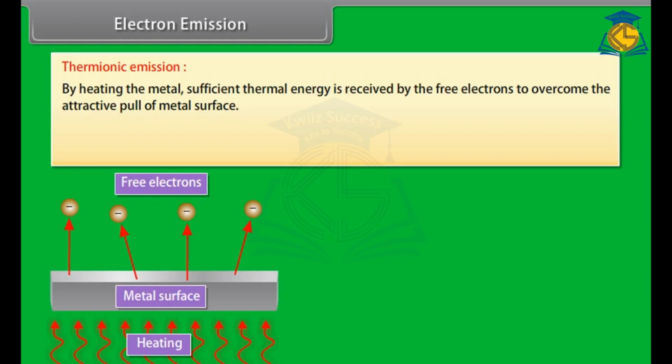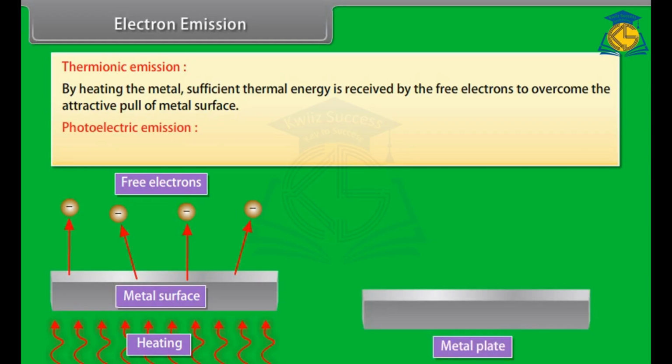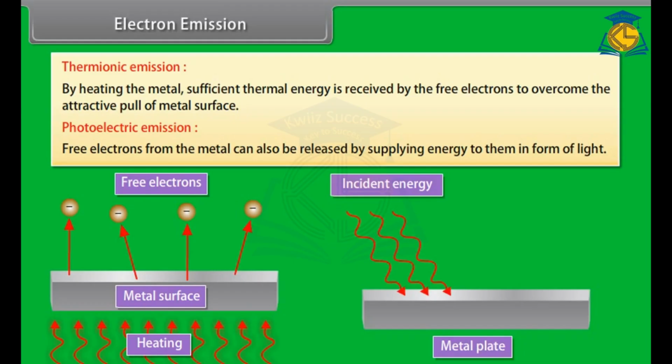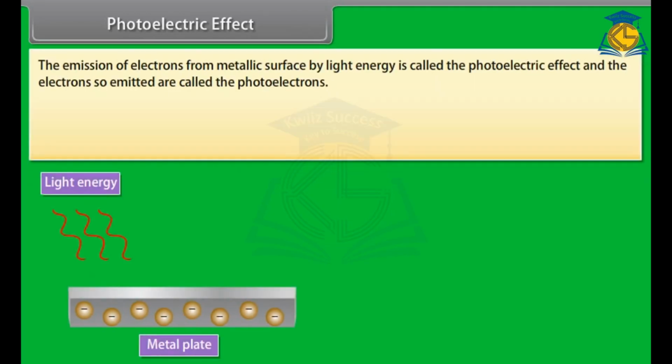Photoelectric emission. Free electrons from the metal can also be released by supplying energy to them in form of light. Photoelectric effect. The emission of electrons from metallic surface by light energy is called the photoelectric effect, and the electrons so emitted are called the photoelectrons.